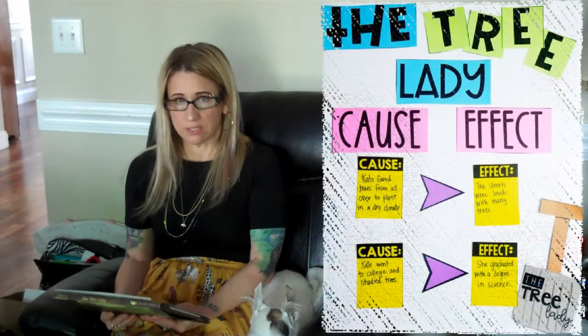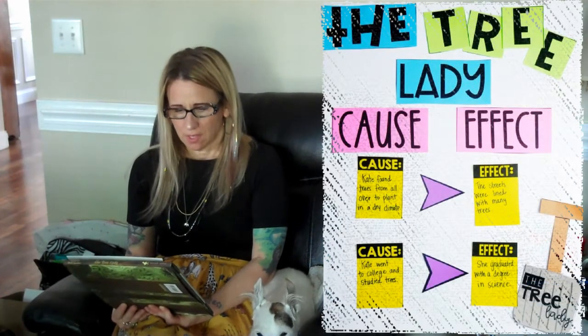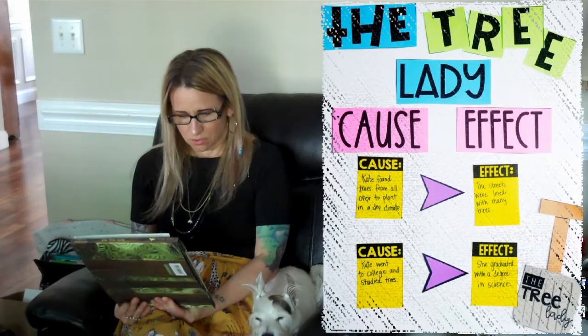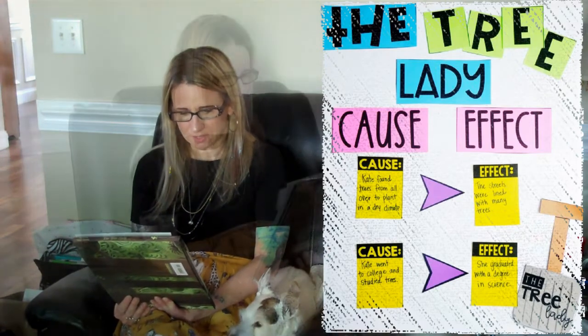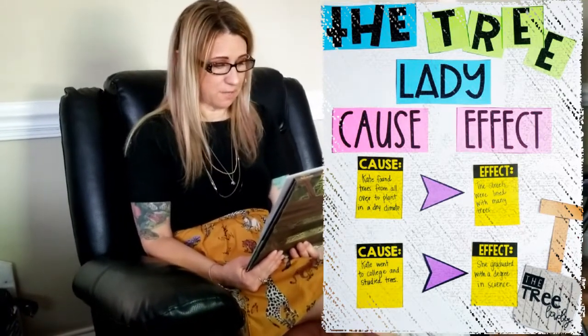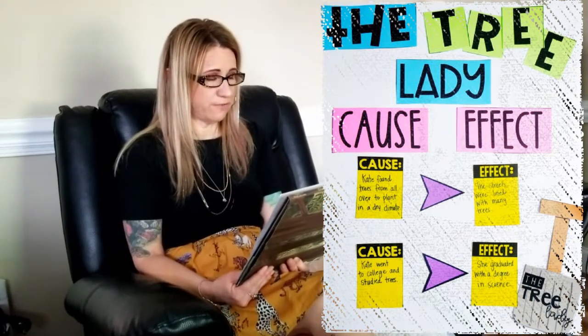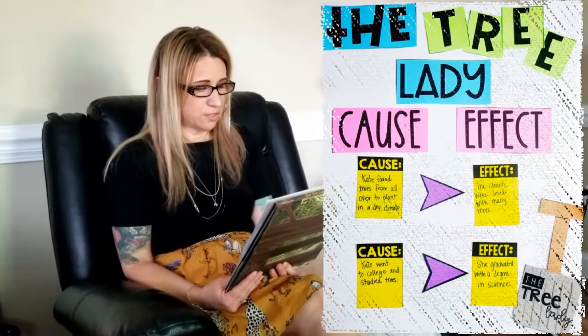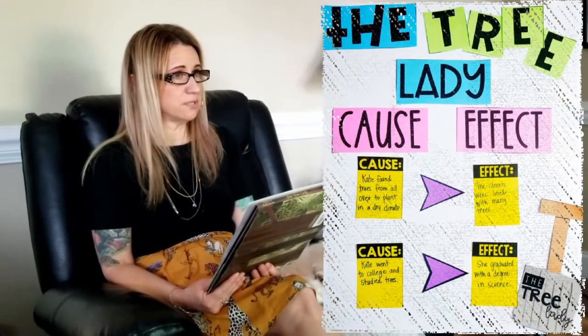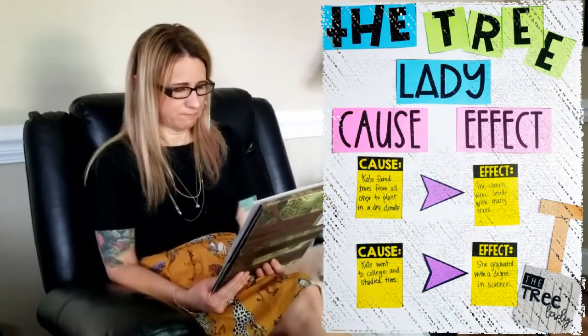Okay, so let's practice a little bit with cause and effect. As you can see, we have an anchor chart, and it's called The Tree Lady, Cause and Effect. The first cause example that we have is Kate found trees from all over to plant in a dry climate. And the effect of that? Think about that for just a second. She found trees from all over. So what happened because she found all those trees? The streets were lined with many trees. Okay, that doesn't sound too hard, right?